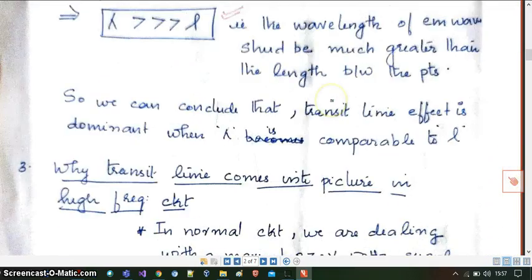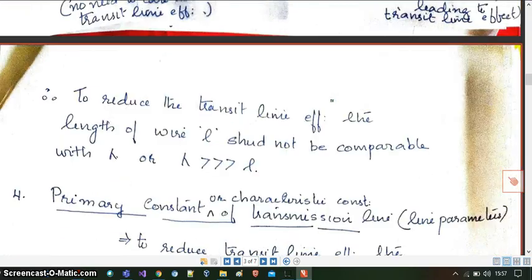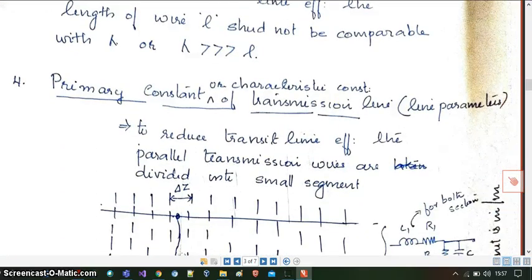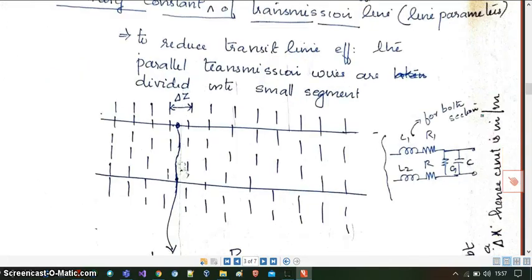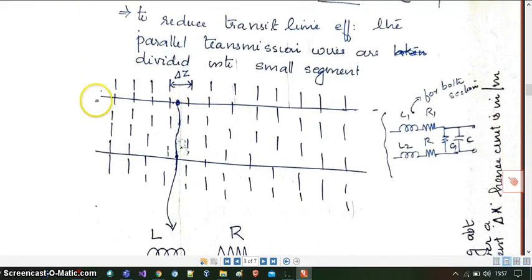So in the next section we will see the parameters of a transmission line, that is the primary constants or characteristic constants of the transmission line, otherwise known as line parameters. Now here you can see two parallel conductors. These are two parallel conductors which are separated by a dielectric medium.